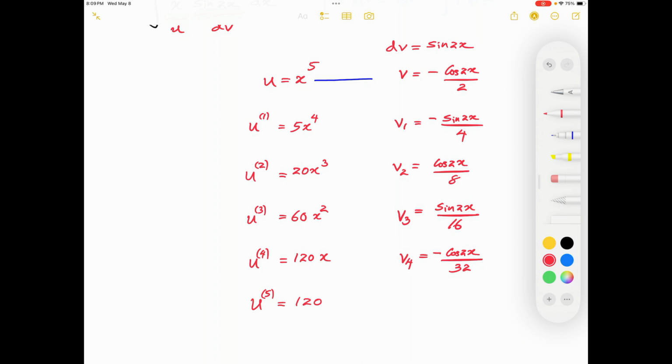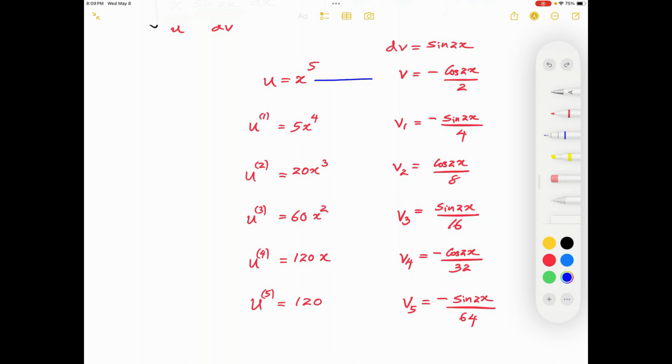I need to integrate v for the fifth time as well, which is going to be the last time I need to integrate it, which will be written as v sub 5. This is going to be equal to negative 1 over 32 times the integral of cosine 2x, which is equal to negative 1 over 32 times sine 2x divided by 2, which simplifies to negative sine 2x divided by 64.